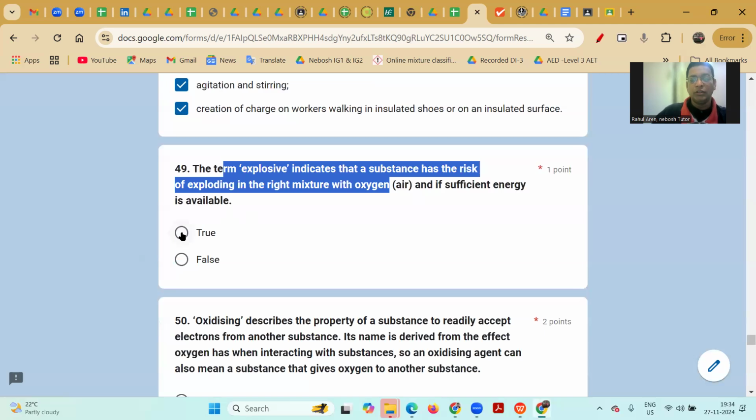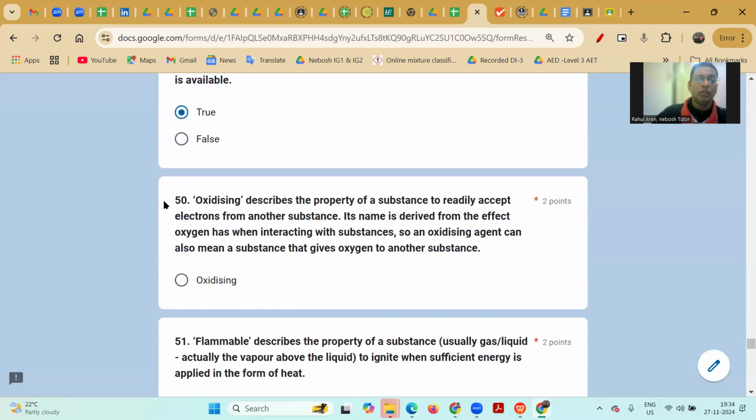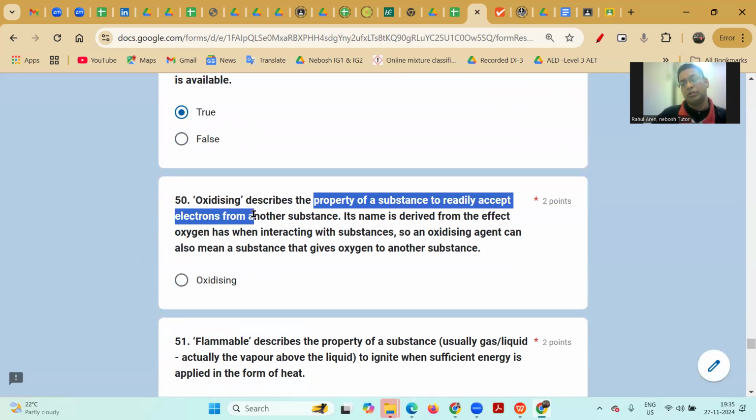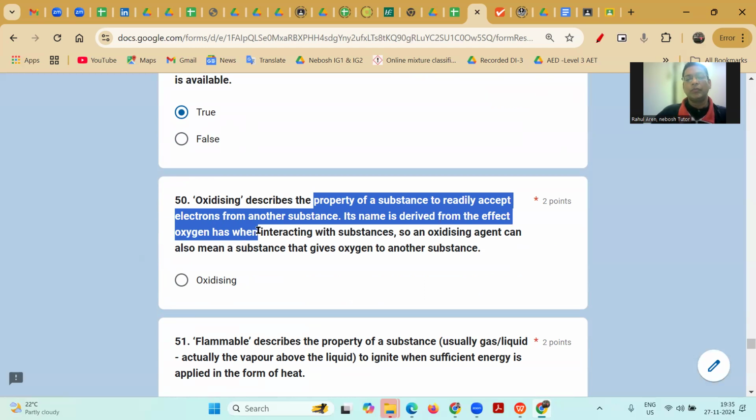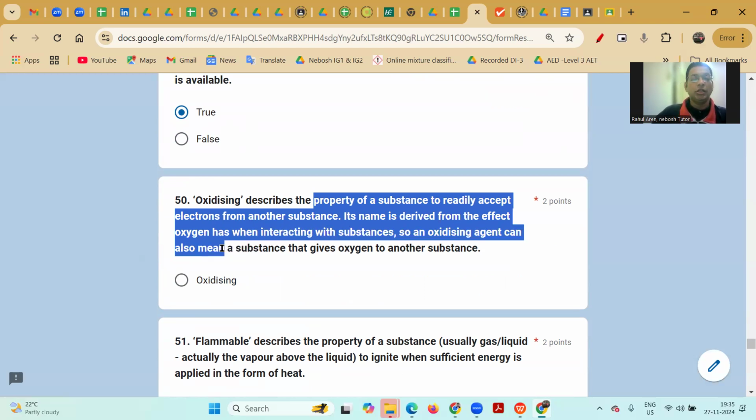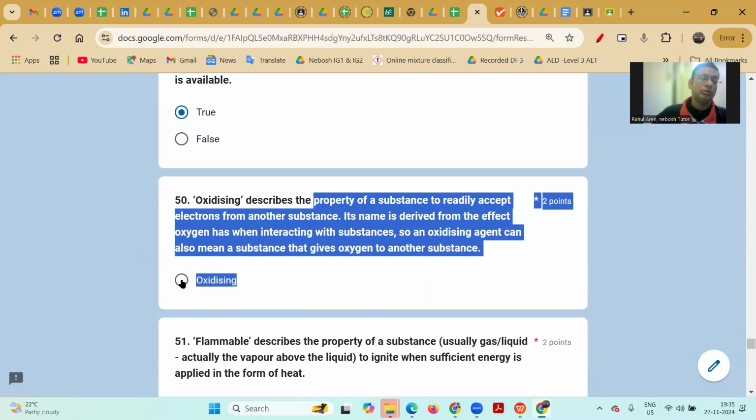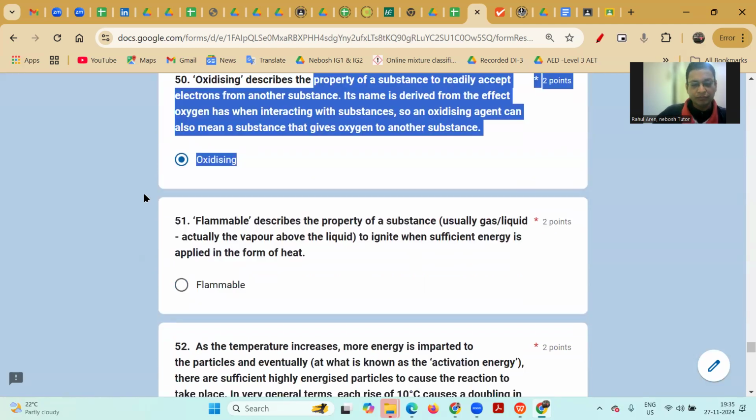So this definition is correct, true. Then oxidizing describes the property of a substance to readily accept electrons from another substance. So oxidizing, having these electrons, will be emitting. The name is derived from the effect oxygen has when interacting with substances. So an oxidizing agent can also mean a substance that gives oxygen to another substance. That oxidizing part will be there.